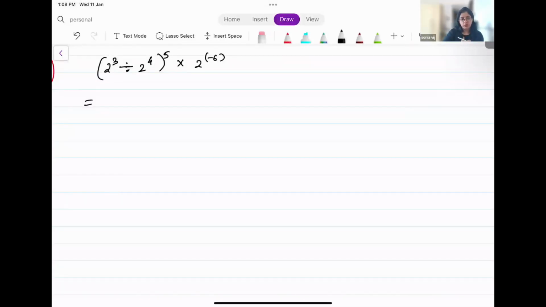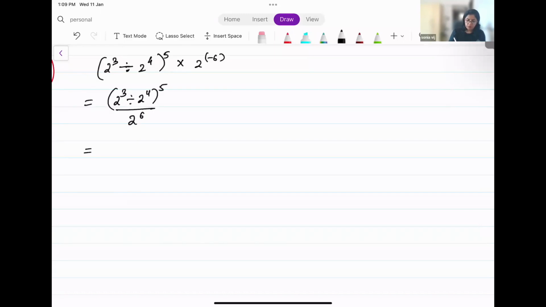Okay, let's solve this question. It has negative powers, it has double powers. Let's see how we'll apply the laws of exponents in this. So this becomes 2 to the power 3 divided by 2 to the power 4 to the power 5. First, I change the negative to positive. This will become upon 2 to the power 6.